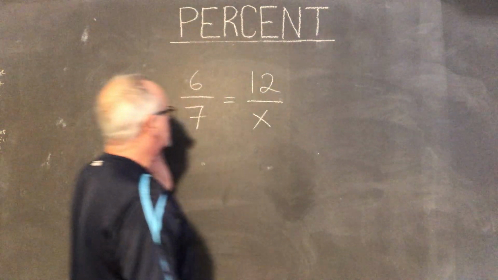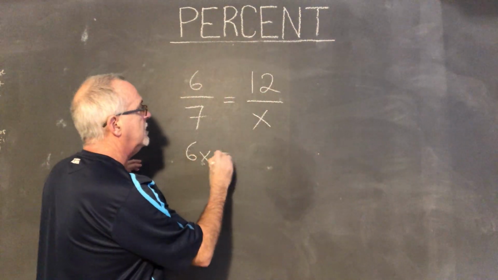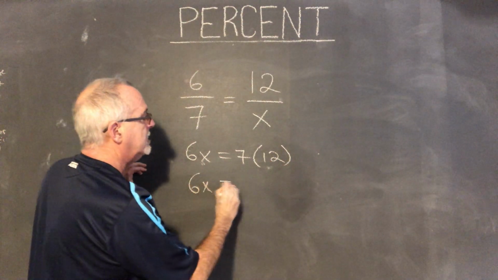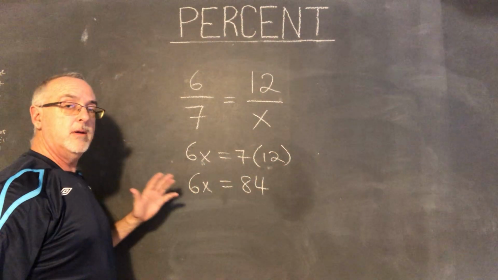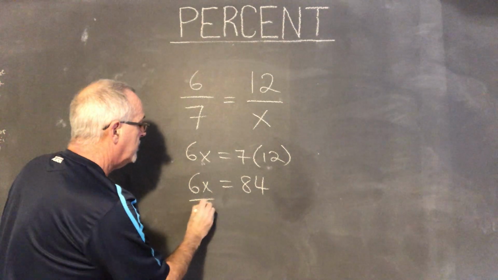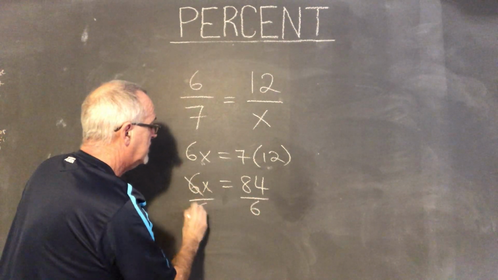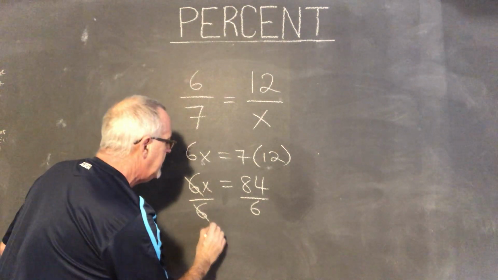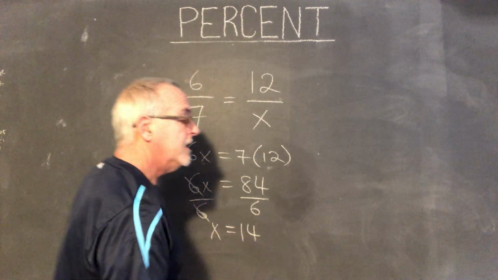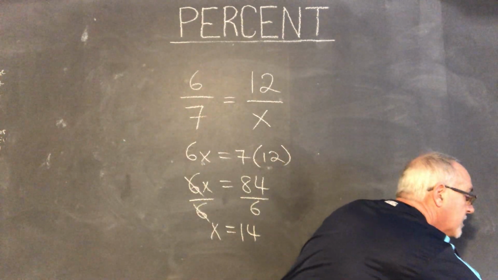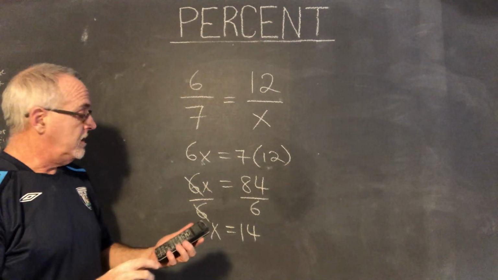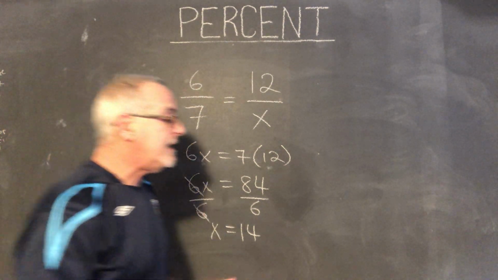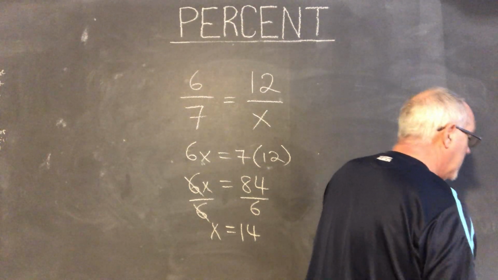Okay, 6/7 equals 12 over x. 6x equals 7 times 12. But 7 times 12 is 84, as we know if we know our multiplication tables. I'm dividing both sides by 6. Cancel, cancel. 84 divided by 6. Can I do that in my head? 14. X equals 14. Double check by looking at my notes, and yes, it is, but I also can double check by saying 84 divided by 6. Yep, 14. Okay, how about this one?